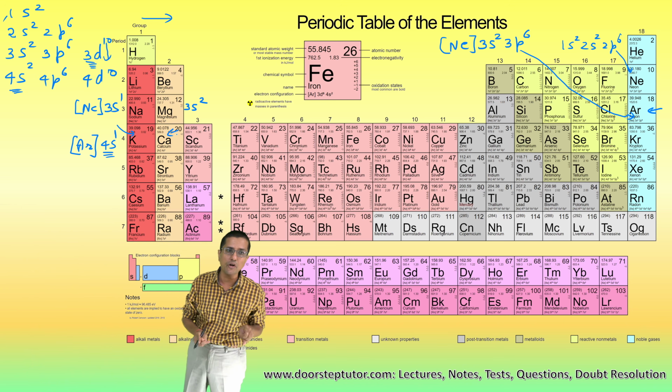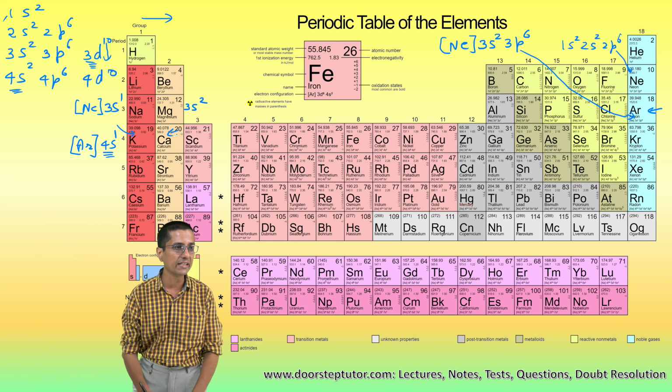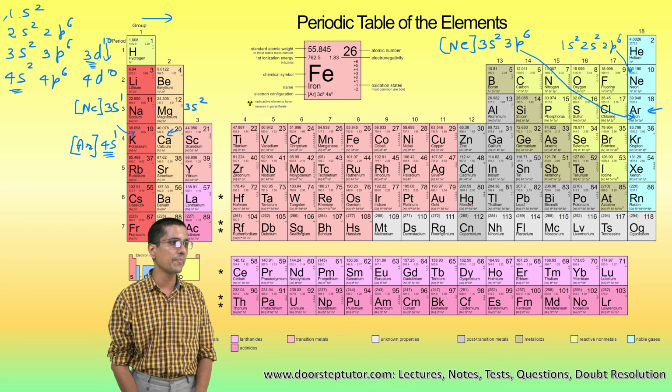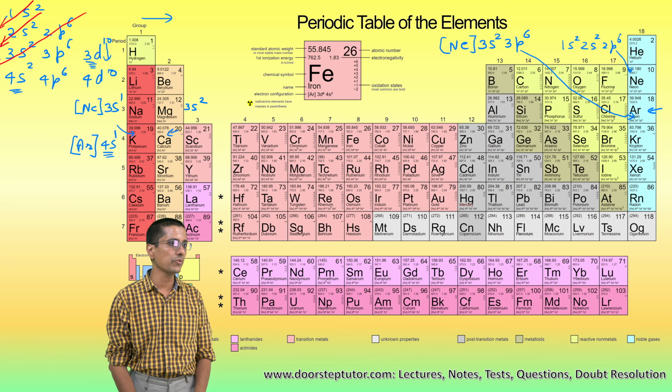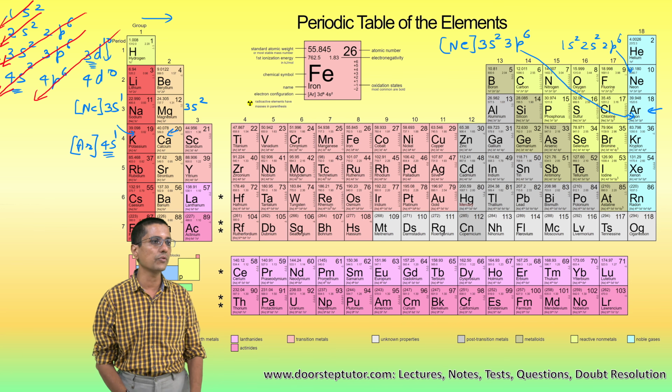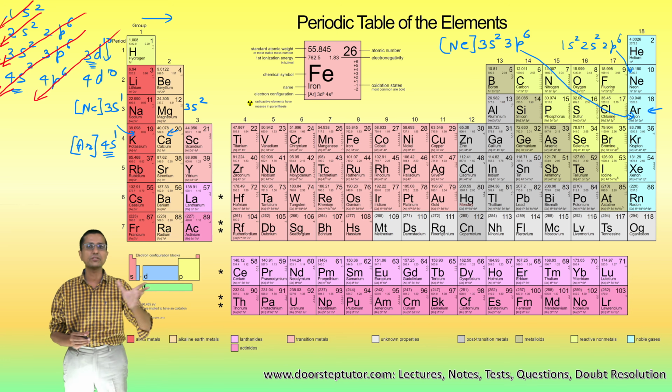After 4s orbital, then we will start filling the 3d. If you want to understand how the order of filling of orbital happens, it happens like this. First 1s gets filled, then 2s, then 2p6, 3s2. Then 3p6, 4s2, and after 4s2 it is 3d10 and then 4p6. That is how the orbitals are getting filled. So always remember this diagram.